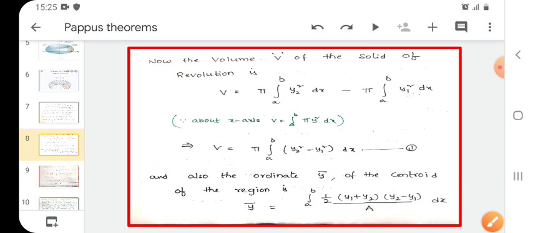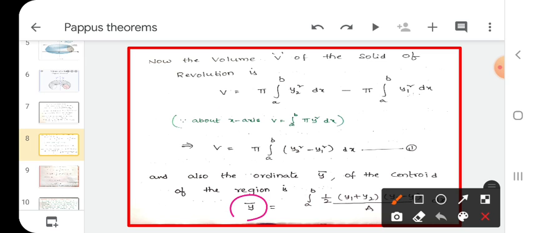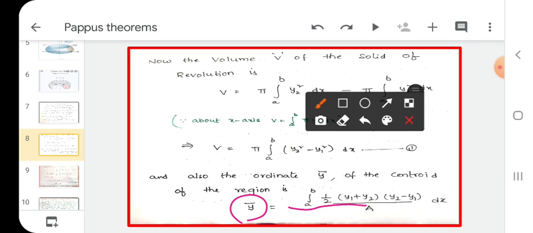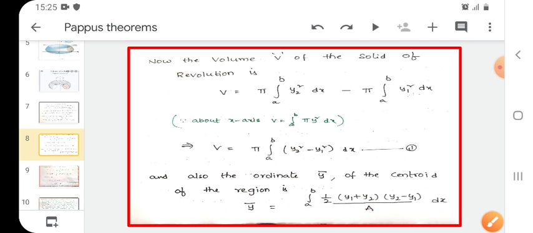See here, what is y bar? Y bar equals, in the numerator, integral a to b, half (y1 plus y2) into (y2 minus y1), divided by A, dx. This is the formula of the centroid of the region.